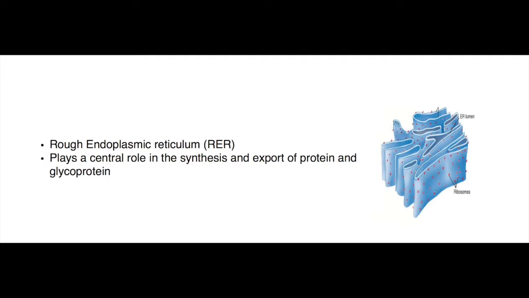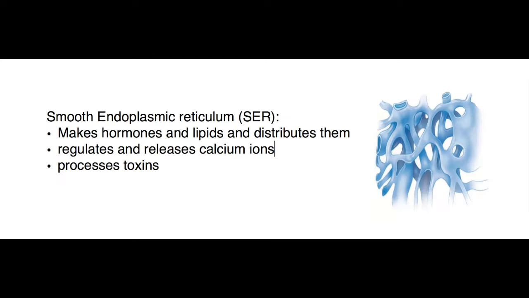The rough endoplasmic reticulum, which is the one with the ribosomes, plays a central role in the synthesis and exportation of protein and glycoproteins. The smooth endoplasmic reticulum makes hormones and lipids and distributes them. It also regulates and releases calcium ions and processes toxins.